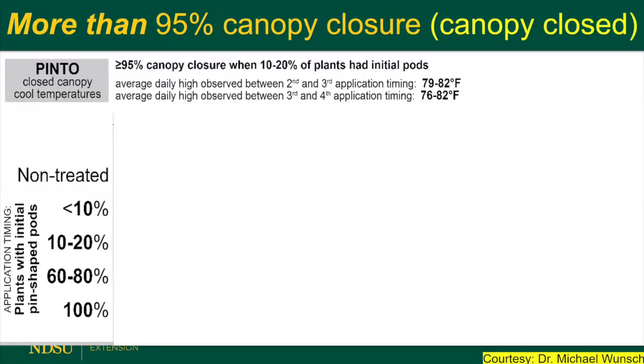Okay, so let's flip this a little bit. What happens when more than 95% of the canopy is closed? Okay, so this is canopy closure. You're in your field, the canopy is closed. How does that change what you do? It's set up the same way. We have a non-treated, we have less than 10% pin pods, 10 to 20, 60 to 80, and 100%. The scale's a little different, but the concept's the same.